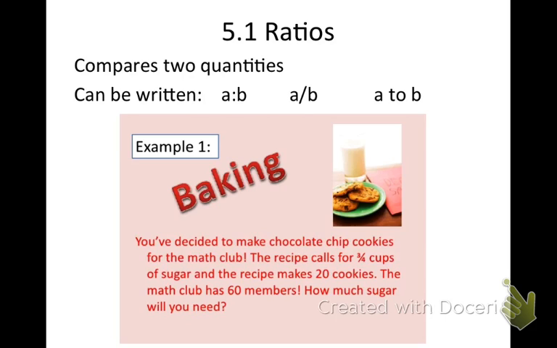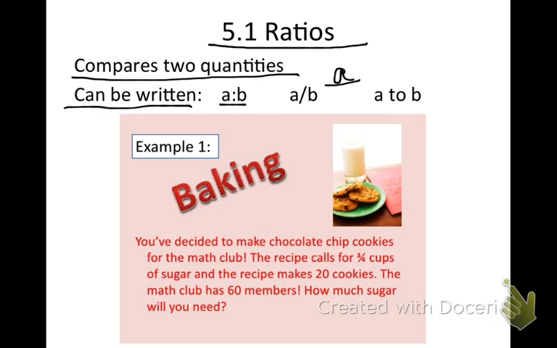So what is a ratio? That's what section 5.1 is. You can write that in your notebook. So 5.1, ratios. A ratio, and you're going to write this down, compares two quantities. They can be written A colon B, A over B, or you can actually write it as A to B. So please write all that down. You can pause the video if you need to, and then resume when you're ready.